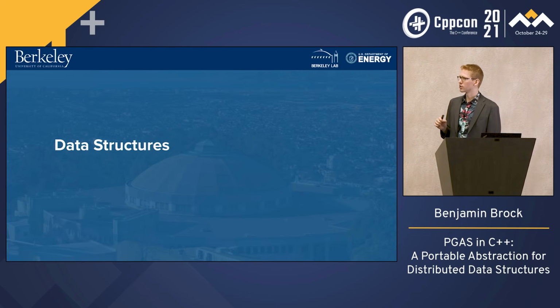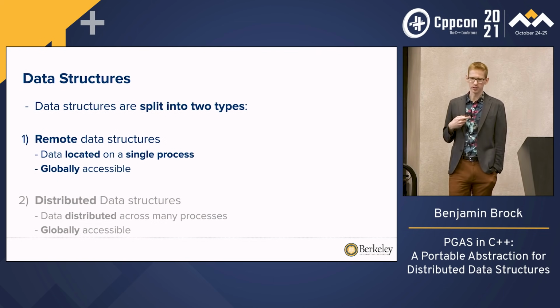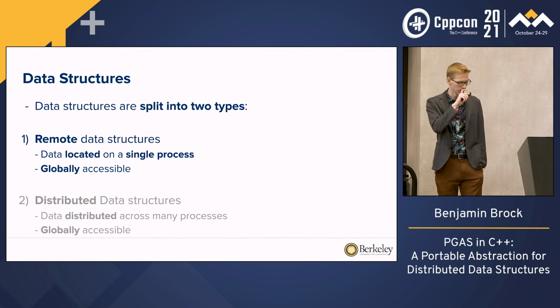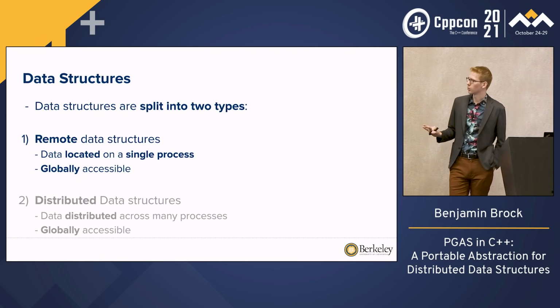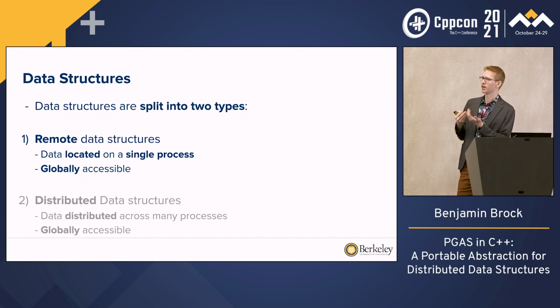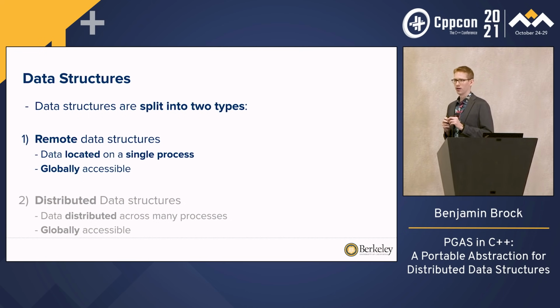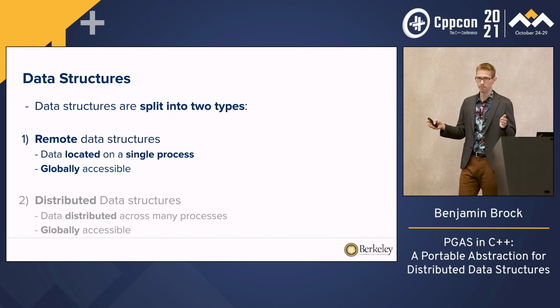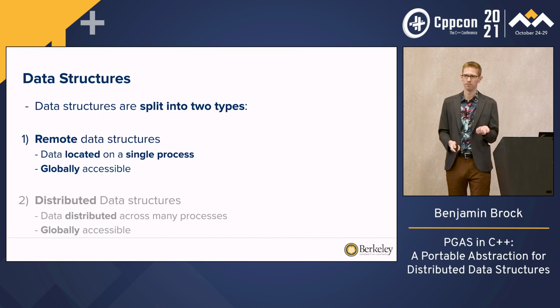Okay, so hopefully you have a little bit of an idea of how remote pointers can work. So let's talk about how you build a data structure on top of this. Data structures are split into two types when it comes to memory or data structures that are accessible in a distributed way. The first is remote data structures. These are not actually distributed. They live on a single process, but they are globally accessible.